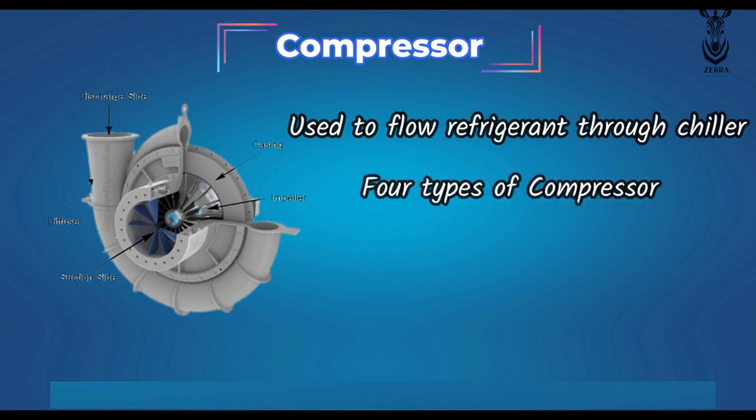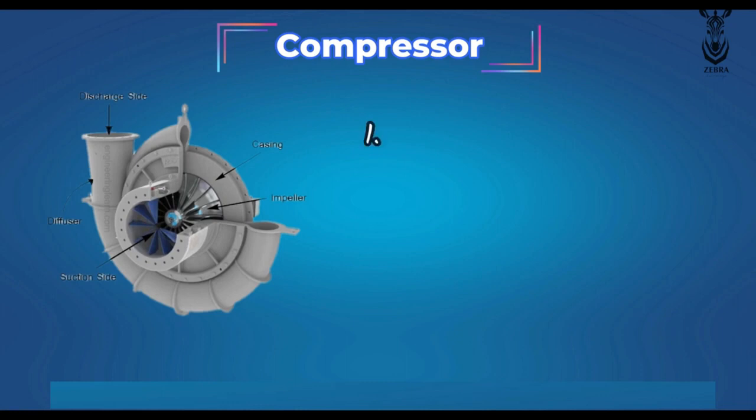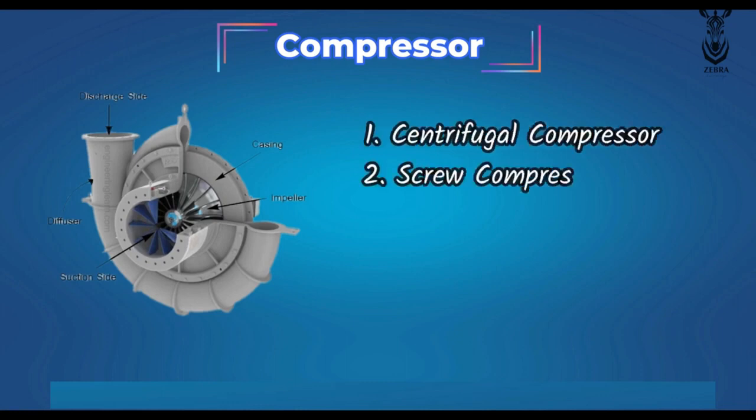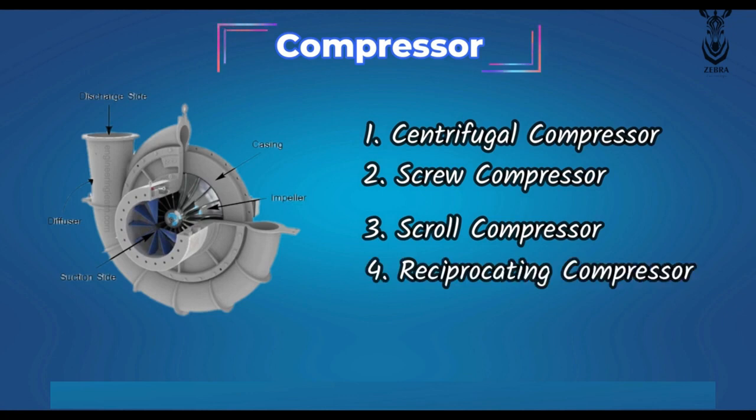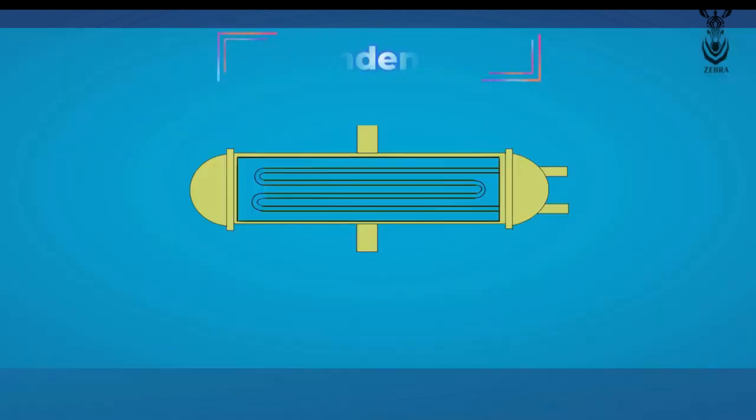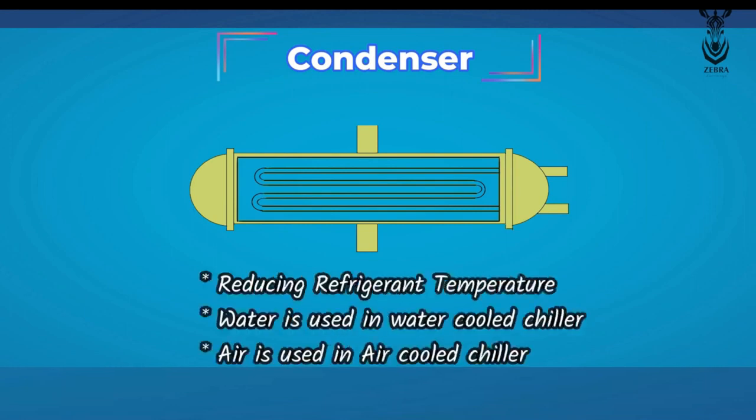Commonly, there are four types of compressors. They are centrifugal compressor, screw compressor, scroll compressor, and reciprocating compressor. Next, condenser. The important job of the condenser is to reduce the temperature of the refrigerant entering it. In a water-cooled chiller, we use water to reduce the temperature of the refrigerant. In an air-cooled chiller, we use air to reduce the temperature of the refrigerant.